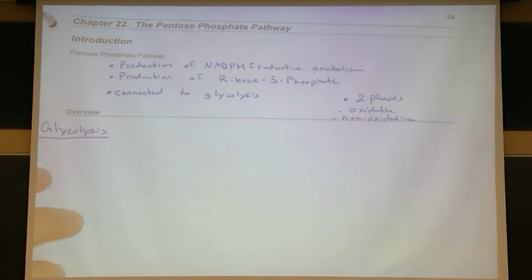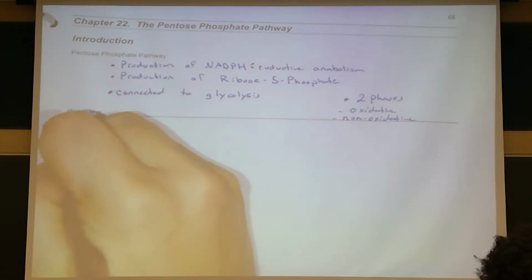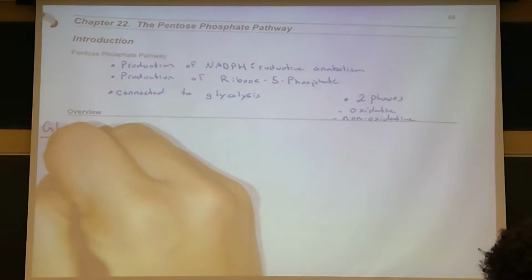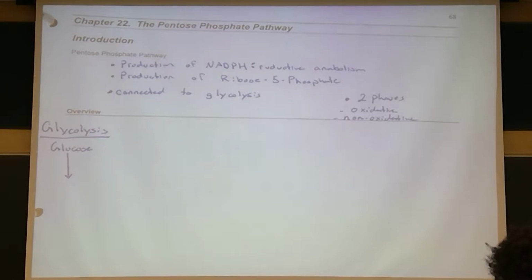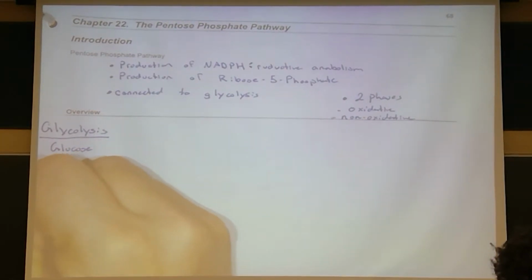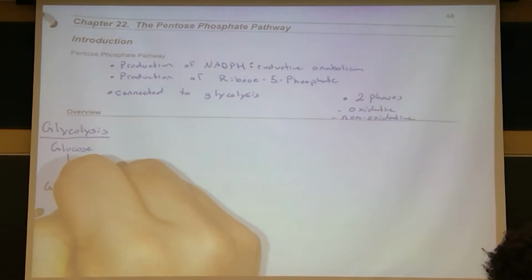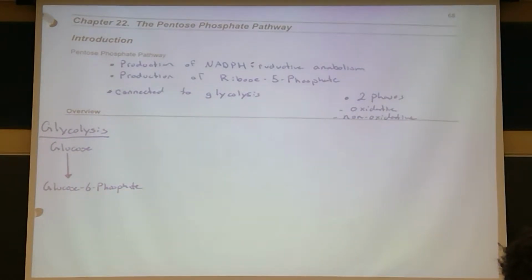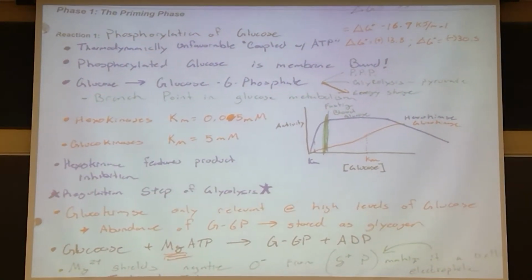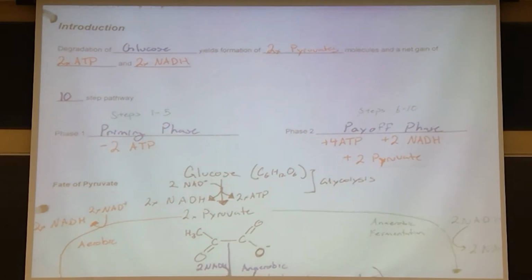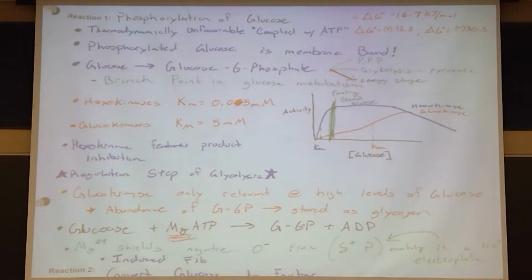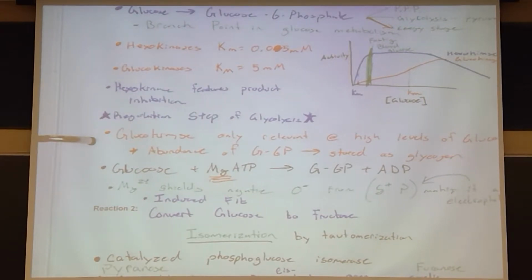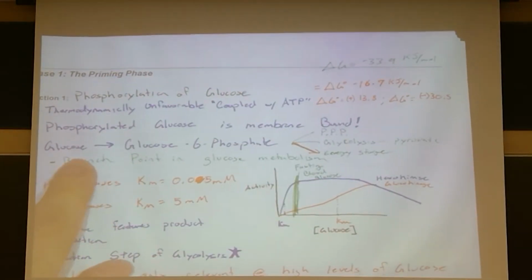We start with glycolysis. We're not going to go through each step of glycolysis. We're going to start with glucose. Step 1 converts glucose to what? Glucose 6-phosphate, right? Step 1 converts glucose to glucose 6-phosphate. And if we go all the way back to our notes on this topic, the priming phase, step 1. We talked about it somewhere. Oh, here we go. Glucose to glucose 6-phosphate.